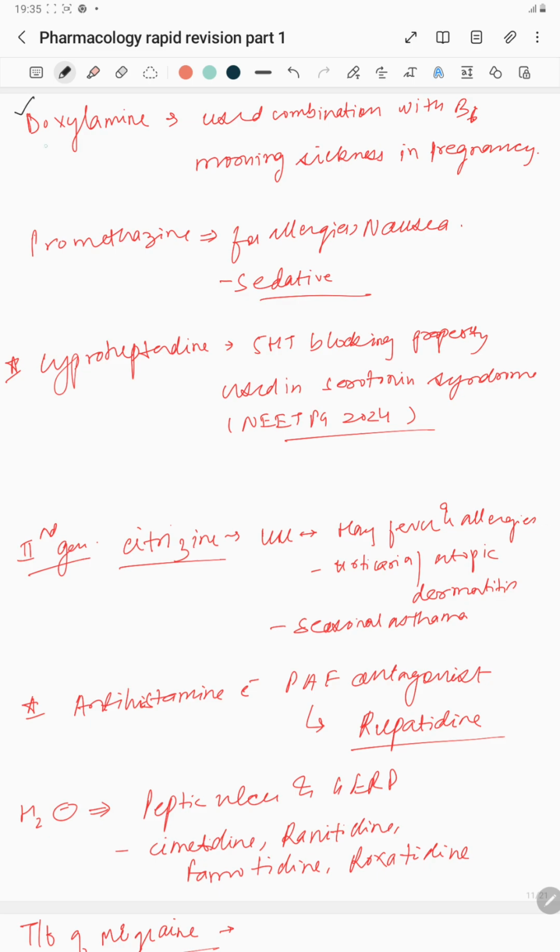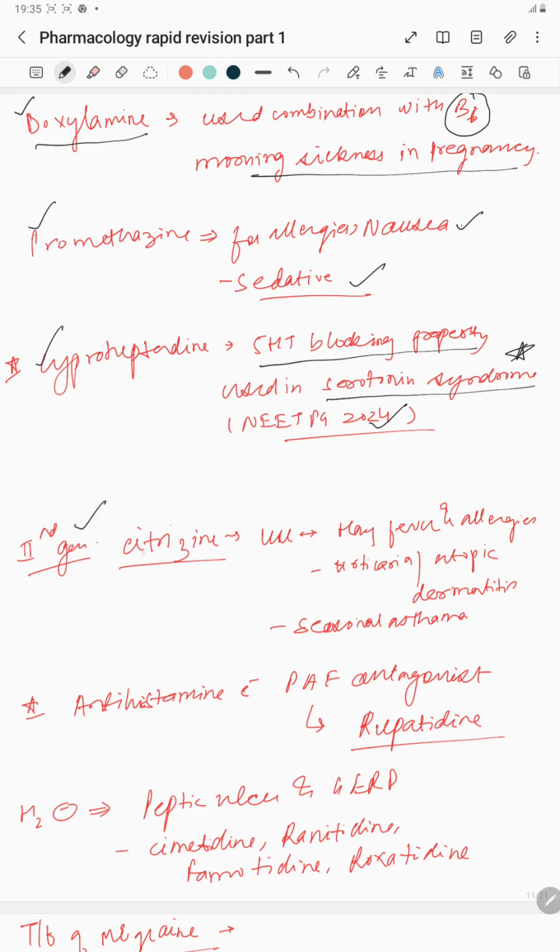Important antihistaminics: doxylamine, which is used in combination with vitamin B6, especially in morning sickness in pregnancy. Promethazine is used for allergies and for nausea; it has a highly sedative action. Cyproheptadine also has 5-HT blocking properties and is used in serotonin syndrome. This was recently asked in the NEET PG 2024 exam.